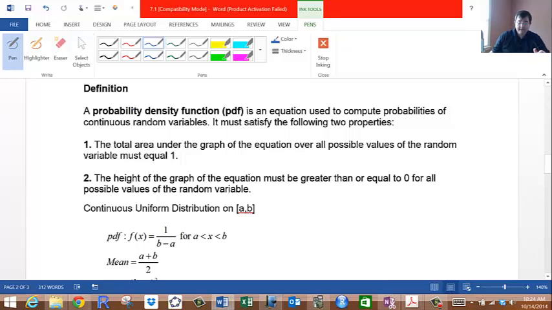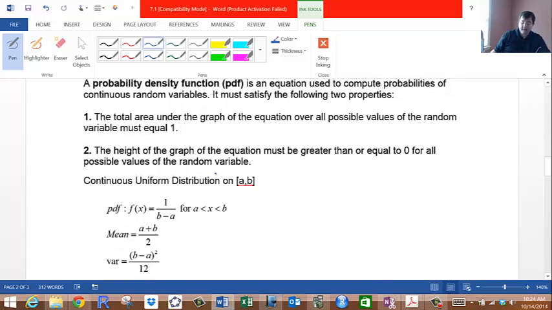So I want to give you a definition of a density function. It's an equation used to compute probabilities, or we can replace that with areas, of continuous random variables. It must satisfy two properties. The total area under the graph of the equation for all possible values of the variable must be equal to 1, and the height of the graph of the equation must be greater than or equal to 0 for all the possible values of the random variable.